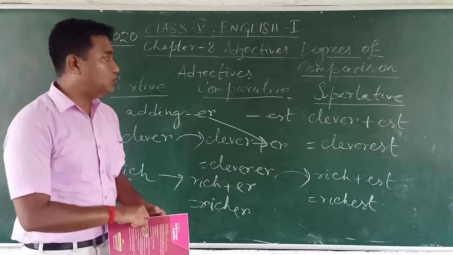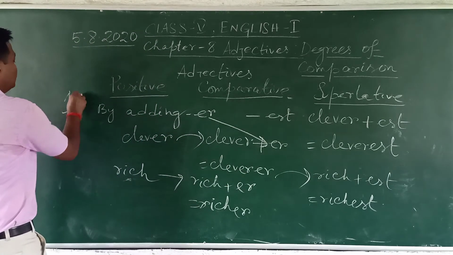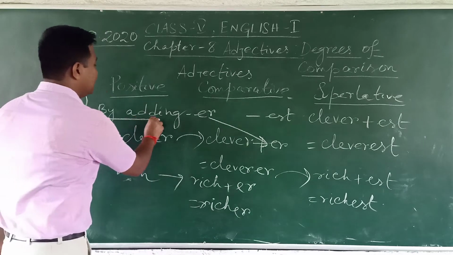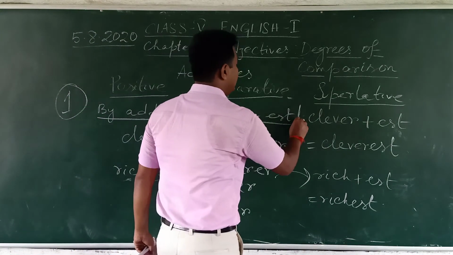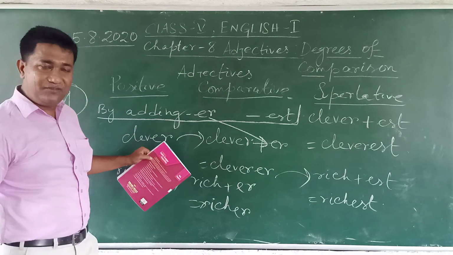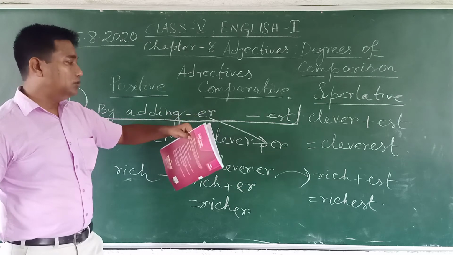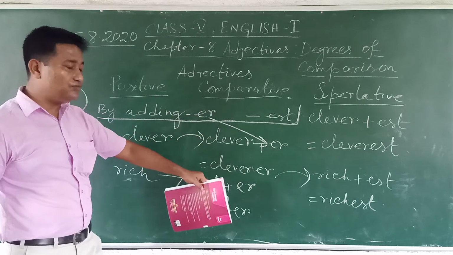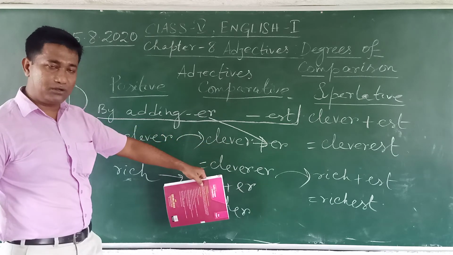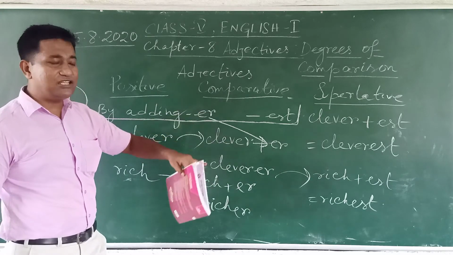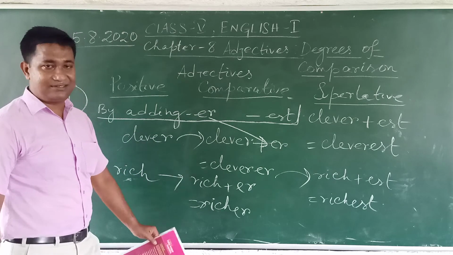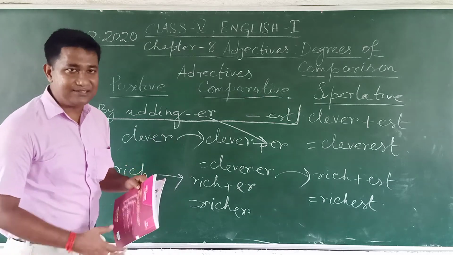This was rule number 1, by adding er and est. Positive will be given; in the comparative we have to add er, so we move towards cleverer. Here we are adding to the words and making this with all the adjectives. And for cleverest, clever plus est means cleverest in the superlative form.